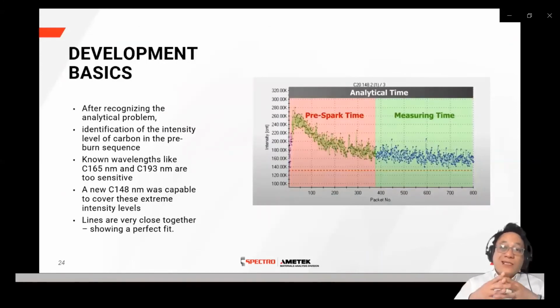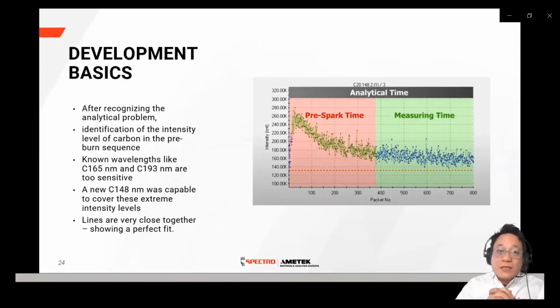After recognizing the analytical problem, the next step was the identification of the intensity level of carbon in the pre-burn sequence. All the known wavelengths like carbon 165, carbon 193 are too sensitive and show the expected overflow in the detectors. Only the new carbon 148 line was able to cover these extreme intensity levels.